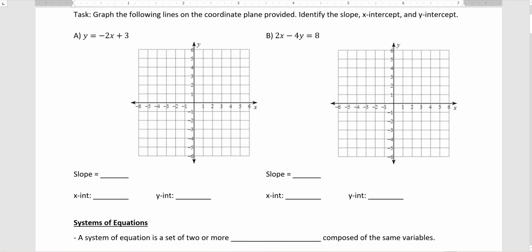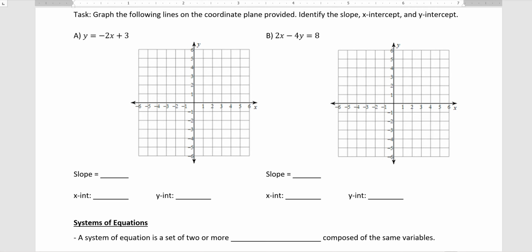I'd like you to graph the following lines on the coordinate plane provided, then state the slope, x-intercept, and y-intercept. Go ahead and pause the video, get those graphs done, and then press continue to make sure we're good to go. So go ahead and press pause, and then graph A and B here. Alright, let's check out letters A and B here.